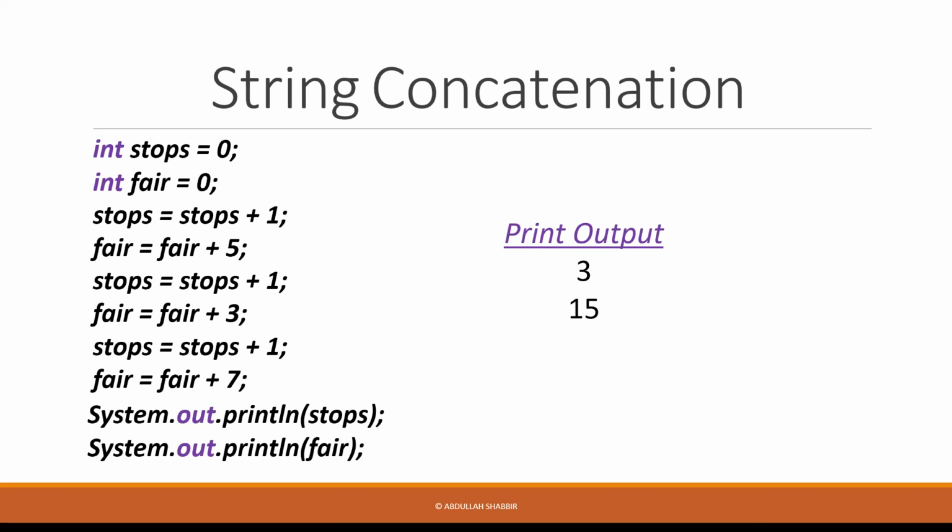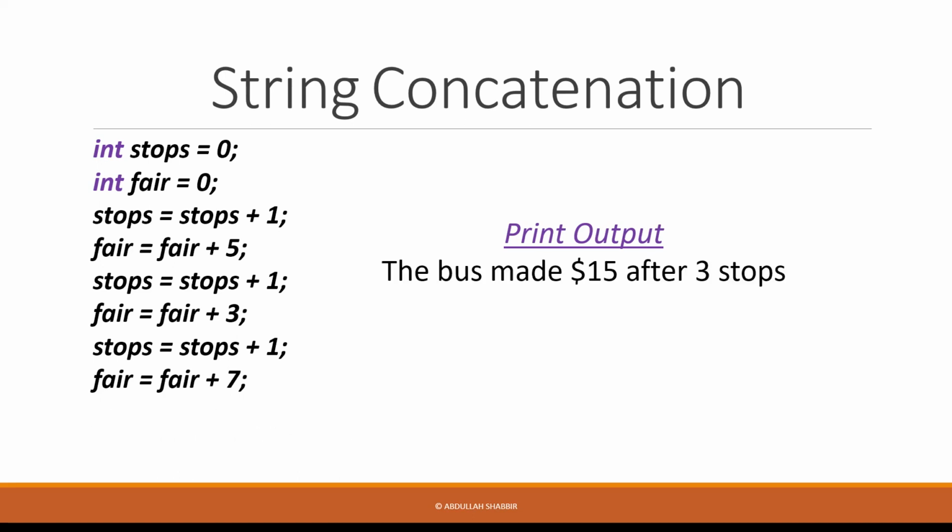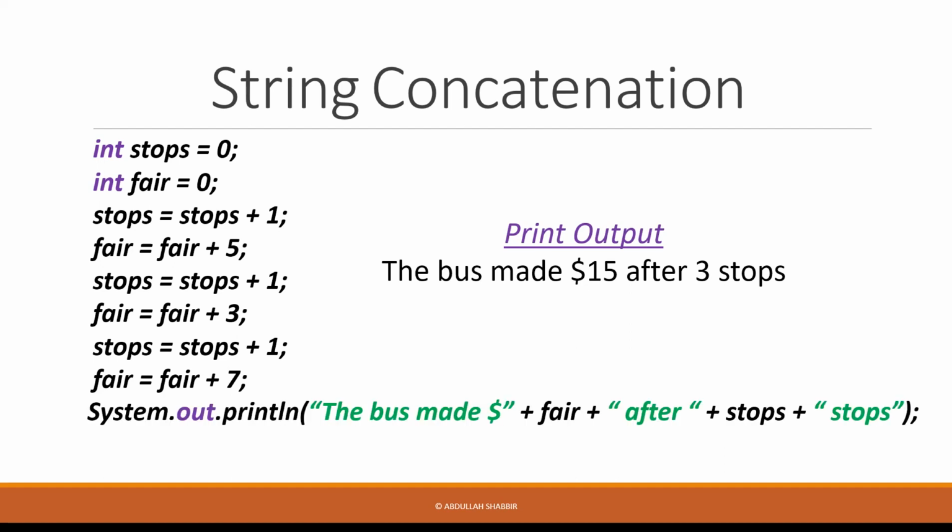But what if we wanted to print out something like this? The bus made $15 after 3 stops. A full sentence that would have both the variable values in it. This can be done using a command like that. It's just the normal println command, but it has a lot of string concatenation inside. Let's investigate it step by step.